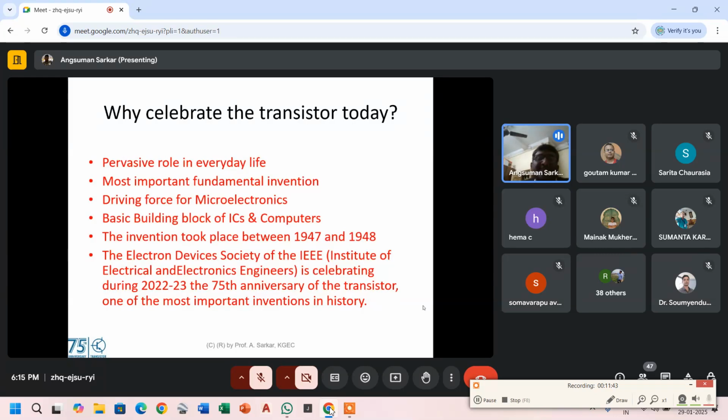Now, as a member of the IEEE Electron Device Society, which is celebrating the invention of the transistor during 2022 to 23 as the 75th anniversary of the transistor, one of the most important inventions of our history, we are also celebrating the transistor's 75th anniversary.